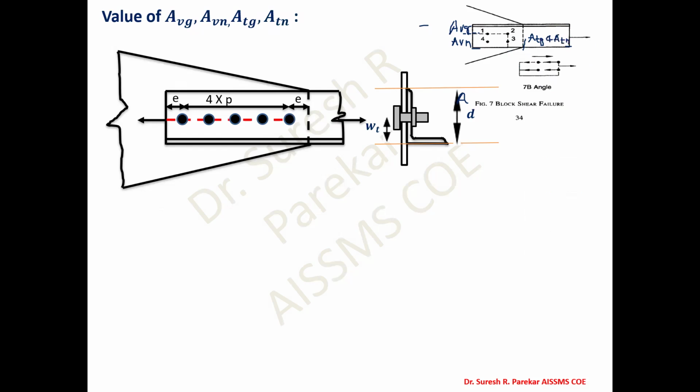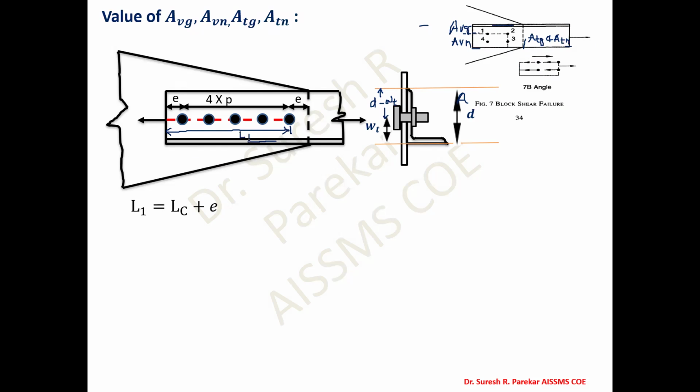Now you can see this length we have on the opposite side of the outstanding leg. In this case, my outstanding leg is on this side. So we have to take it from 2, D minus WT. That will give me the length, and then I have to multiply it by T. So now you can see L1. So AVG, what is the value of L1? L1 we have from one end to the center of the end bolt.